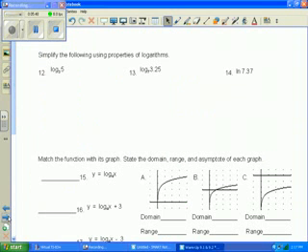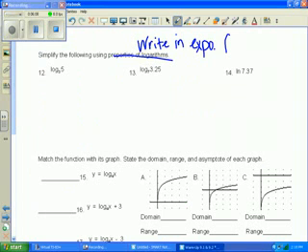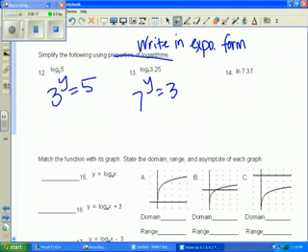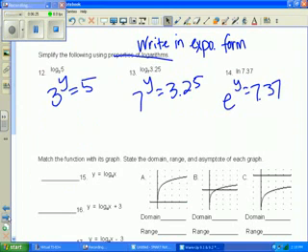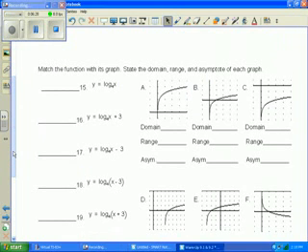Alright, and then, oh, on the back, yeah, since I was brain dead when I made those instructions for you on 12, 13, and 14, really, I just want you to write in exponent form, because you do not know the change of base formula yet. So, it's real simple. 3 to the y equals 5. 7 to the y equals 3.25. And understood e to the y equals 7.37. Alright. Last one here.